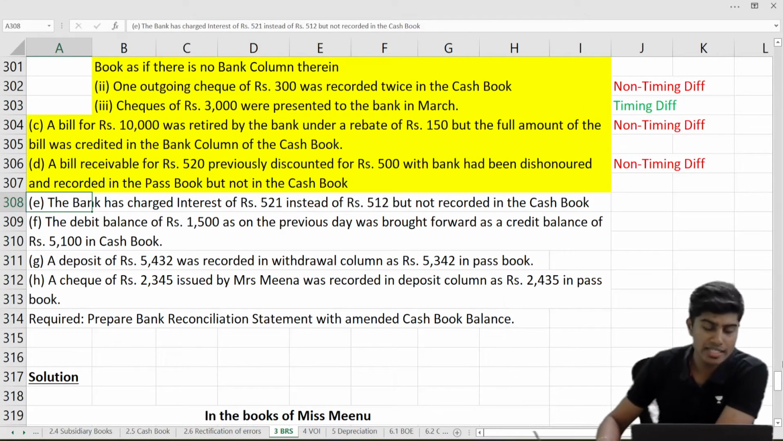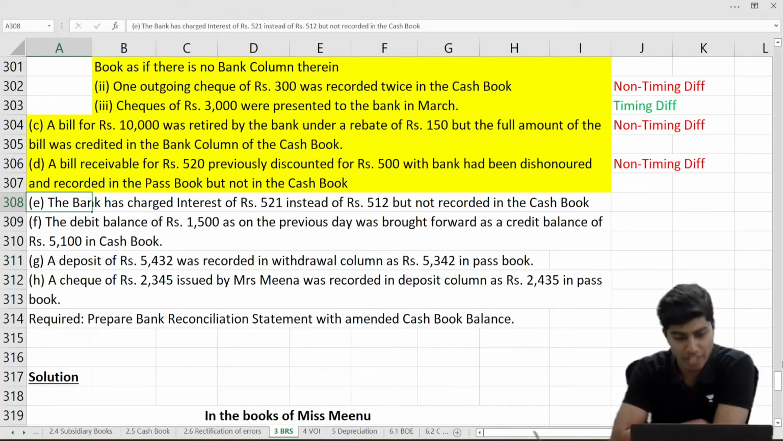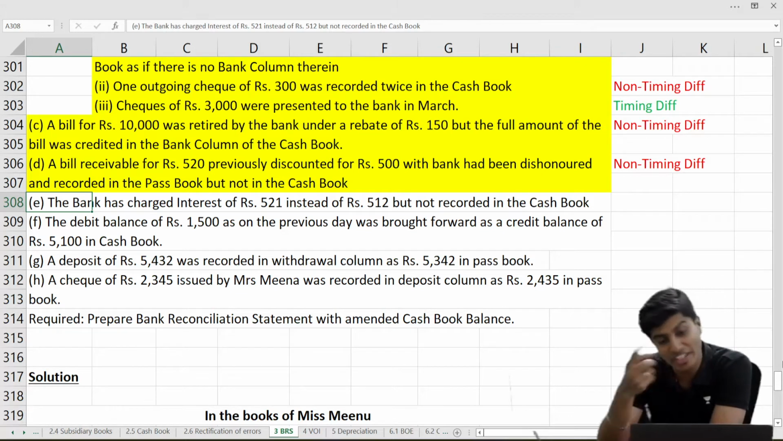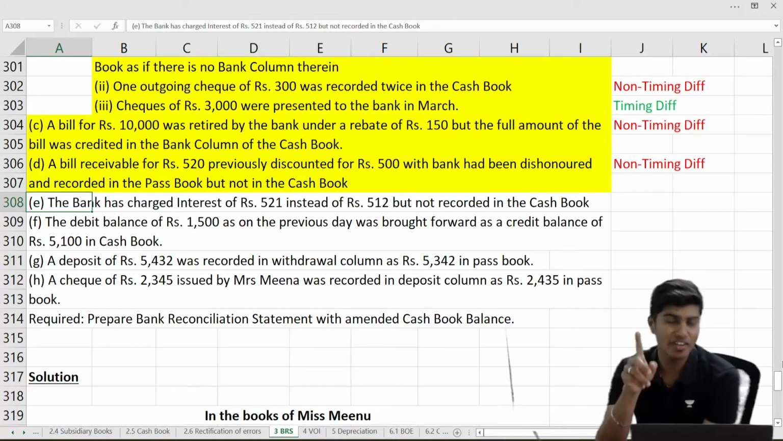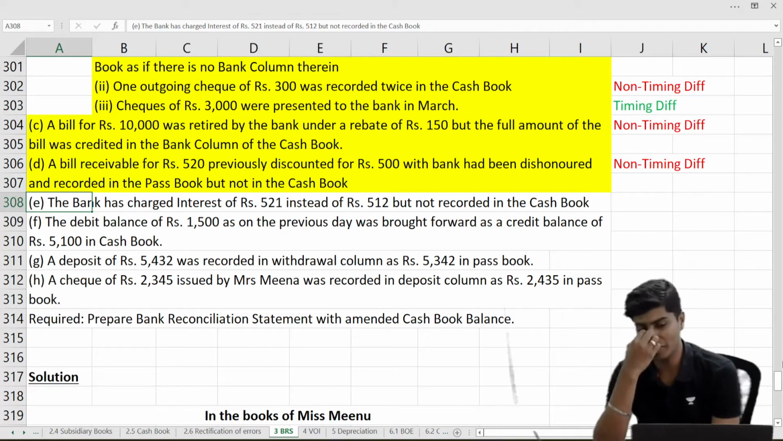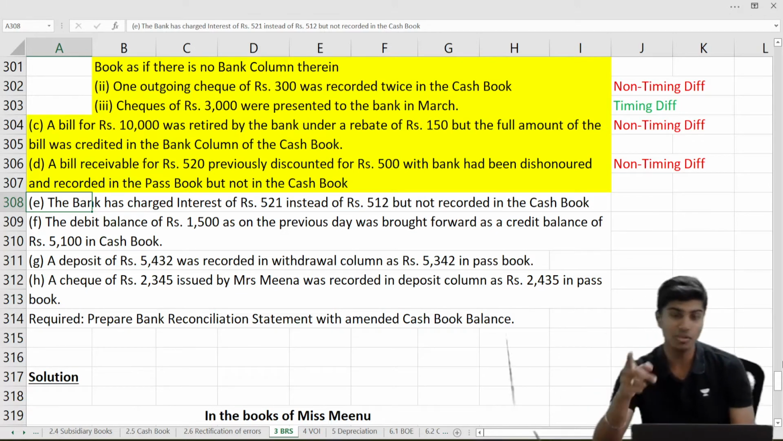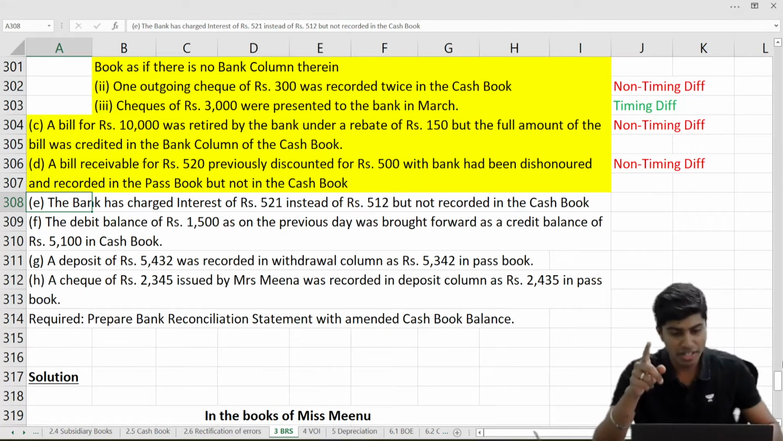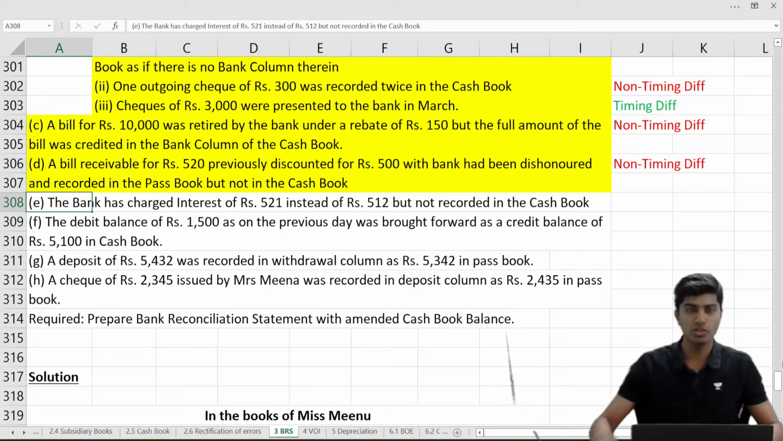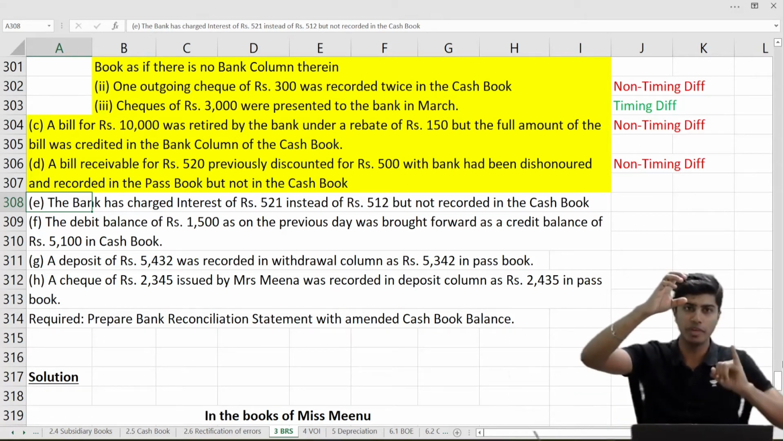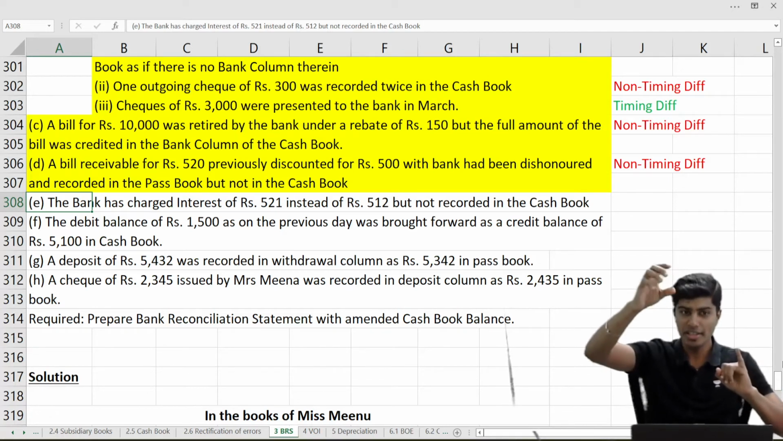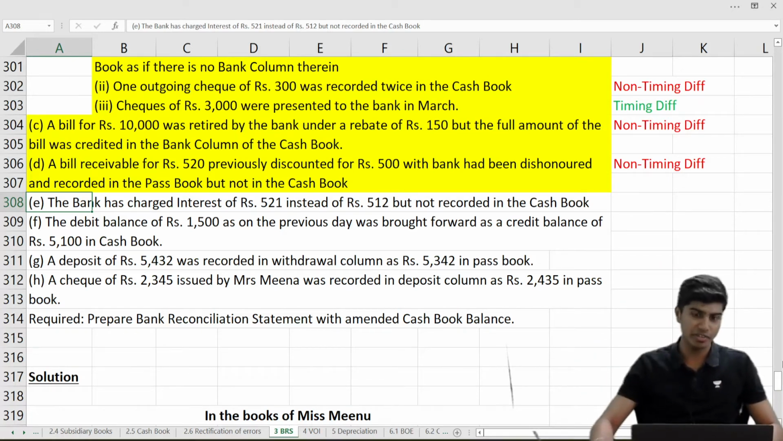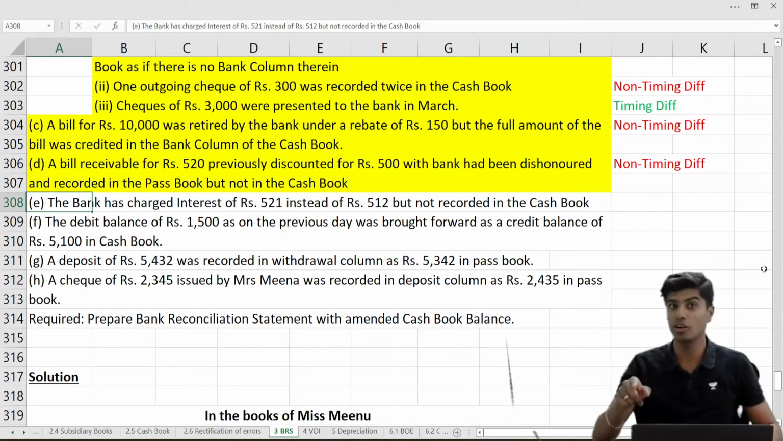The bank has charged interest of rupees 521 instead of 512. The bank has made an error. The correct amount of interest is 512, and 512 should be charged. The bank has charged 521, and this has not been recorded in cash. When the interest is charged, the balance per passbook will decrease. The cash book balance has not decreased, so it will decrease our cash book balance by 512. This is both a timing and a non-timing difference.